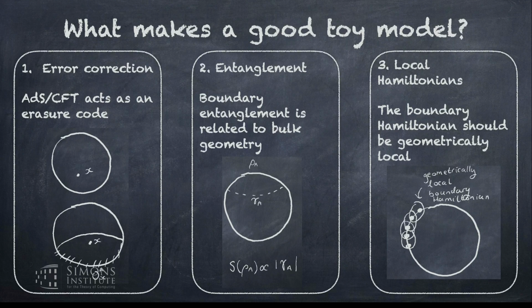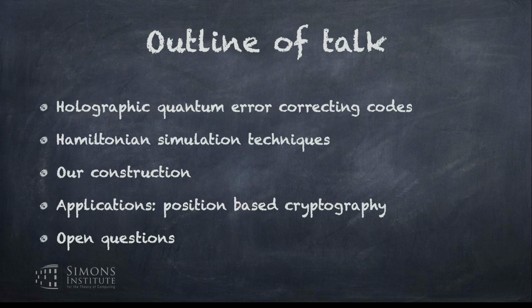We don't necessarily need the boundary Hamiltonian to be geometrically local for completely arbitrary bulk Hamiltonians, but if the bulk Hamiltonian is either local or quasi-local, then we would expect the boundary Hamiltonian to also be local. Okay, and there are many other features we might want a toy model of AdS-CFT to have. I'm concentrating on these three because we do have a toy model that captures these three. But towards the end of the talk, I will touch on some other properties we might want that we don't yet have.